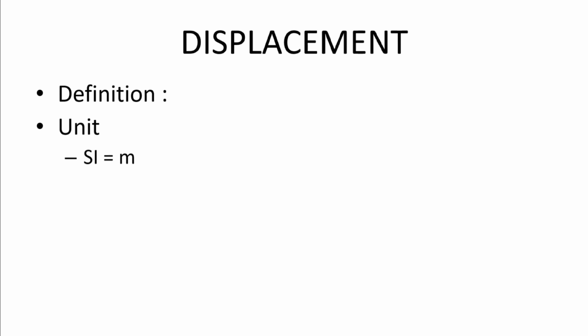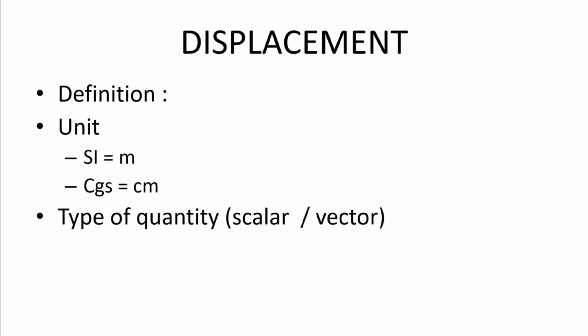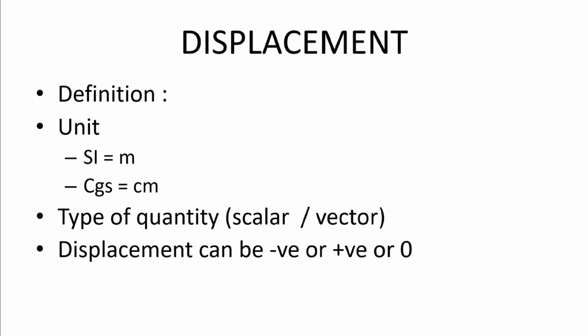Its SI unit is meter, its CGS unit is centimeter. One thing we have to consider is that displacement is a vector quantity, which means it has both magnitude and direction. Displacement can be positive or negative or zero. Let us take an example.